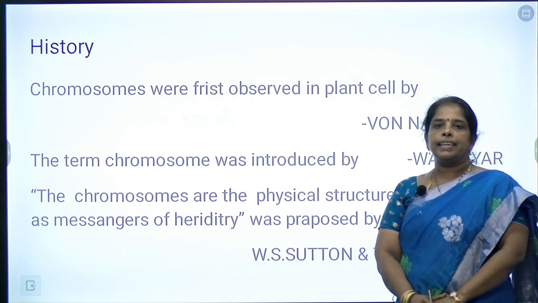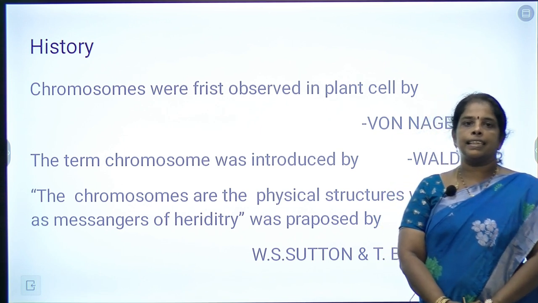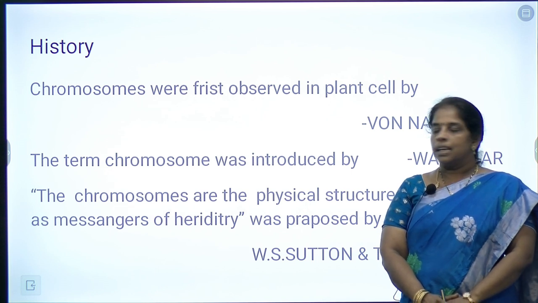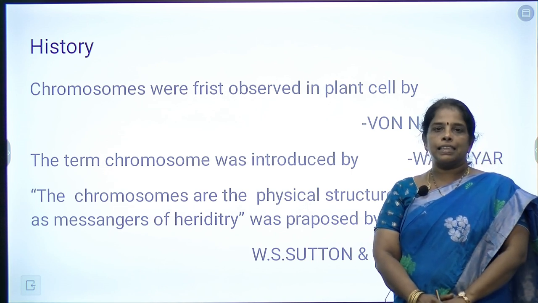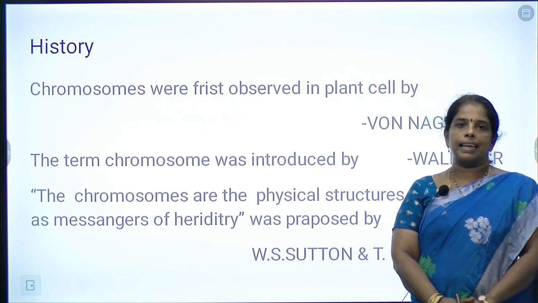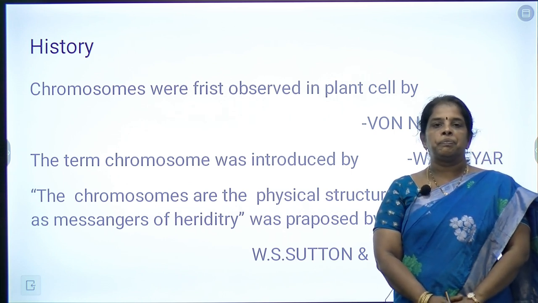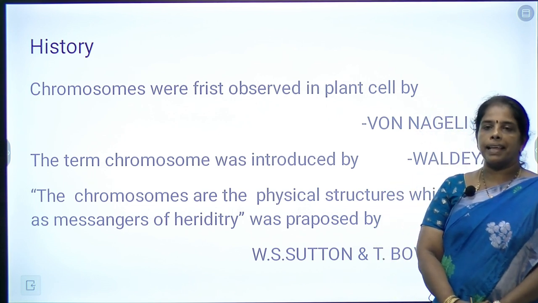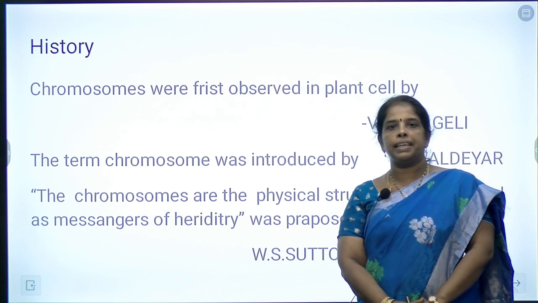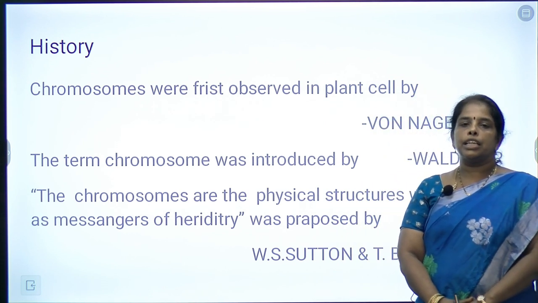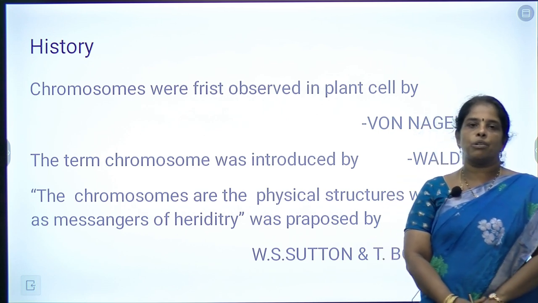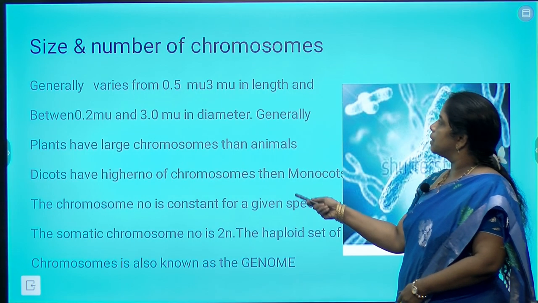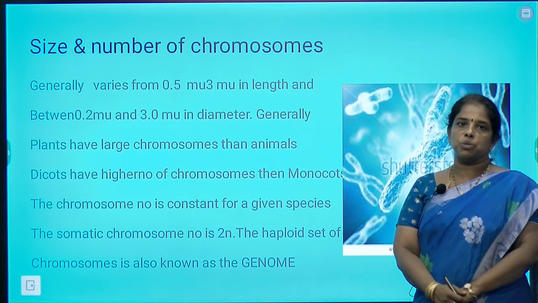Then Sutton and Boveri, in their chromosomal inheritance theory, suggested that chromosomes are the physical basis of heredity. Then Kaufman and others explained the morphological characteristic features of the chromosomes. Then Korenberg in 1974 explained the internal arrangement of the DNA inside the chromosomes by the nucleosome model. This is regarding the history of the chromosomes. Now we are going to see the size and number of the chromosomes.